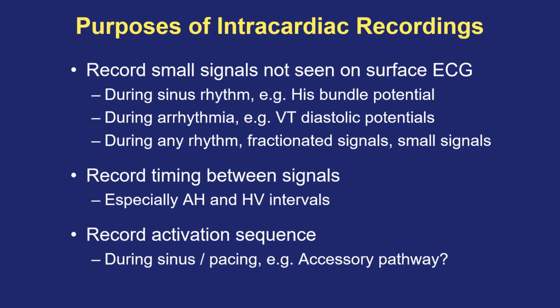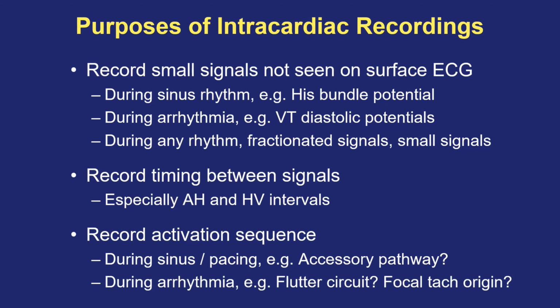So for example, during sinus rhythm or during pacing, we can figure out how the atria and the ventricles are connected to each other. Is it only through the AV node, or is there an accessory pathway present? And if there's an arrhythmia occurring, such as atrial flutter or a focal atrial tachycardia, we can really pinpoint with high precision, by recording bipolar electrograms from multiple sites in the chambers of interest, the exact timing to define where the circuit is located or where the focal tachycardia is coming from.